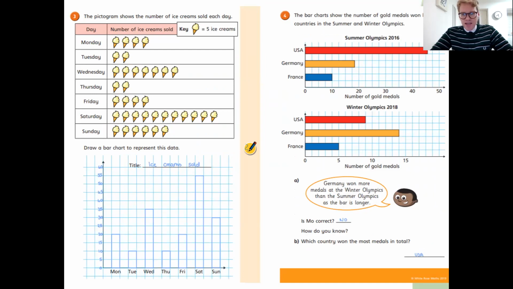Well done, everybody. It has been really good to see you getting stuck into this, and I hope you're enjoying this as well. This might be a really nice thing to have a bit of a practice of at home. Maybe you could do a bar chart of what colour books you've got on your shelf. You could do a bar chart of what toys you've got, anything you like. This could be a nice fun thing to practice at home.